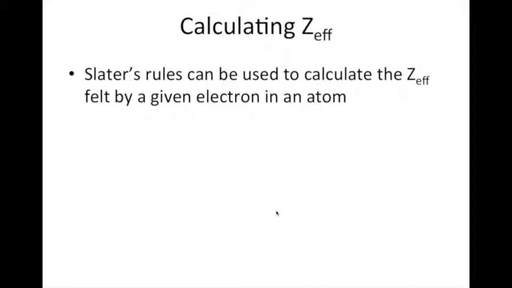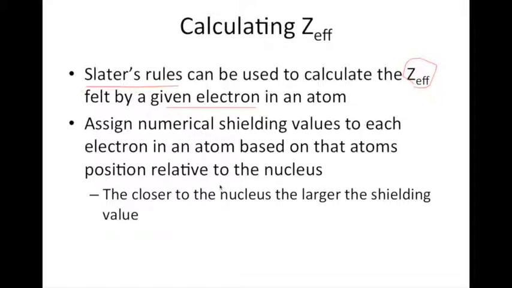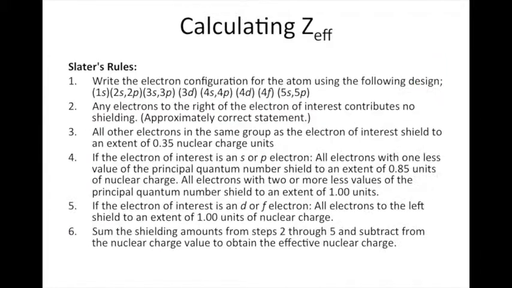In order to calculate the numeric value for the effective nuclear charge, we use what are called Slater's rules. These don't give us an exact value, but they can give us a pretty good estimate of what the effective nuclear charge is. Again, this is the effective nuclear charge for a given electron in an atom, so we need to specify exactly which electron we're calculating it for. We assign numeric shielding values to each electron in an atom based on its position relative to the nucleus. The closer the electron is to the nucleus, the larger the shielding value.